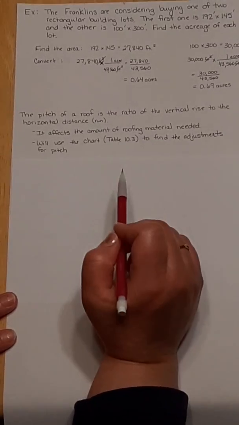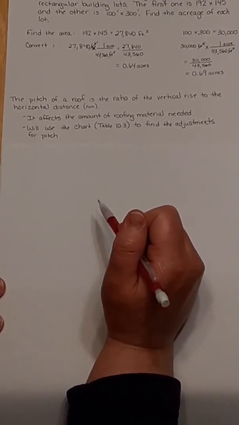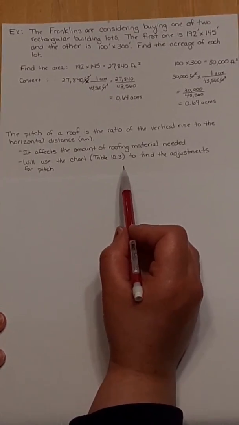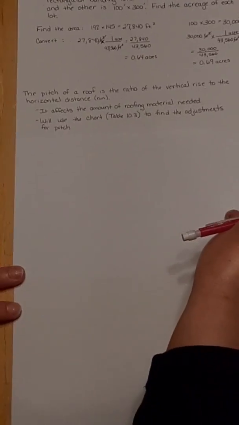Now this table gives you the ratio, or the factor it's called, for what we need to multiply our goods by to take into account the pitch of the roof. So how does this work? We're going to use an example here.